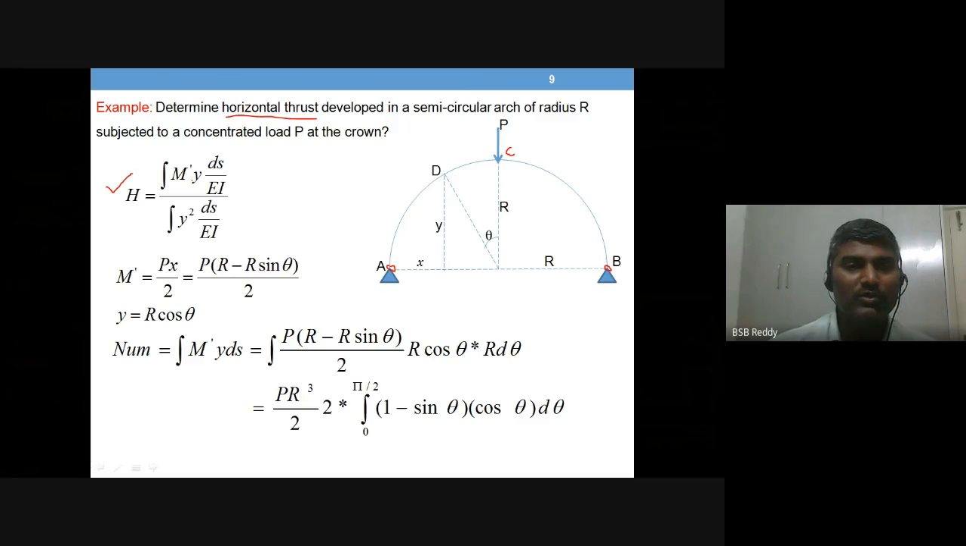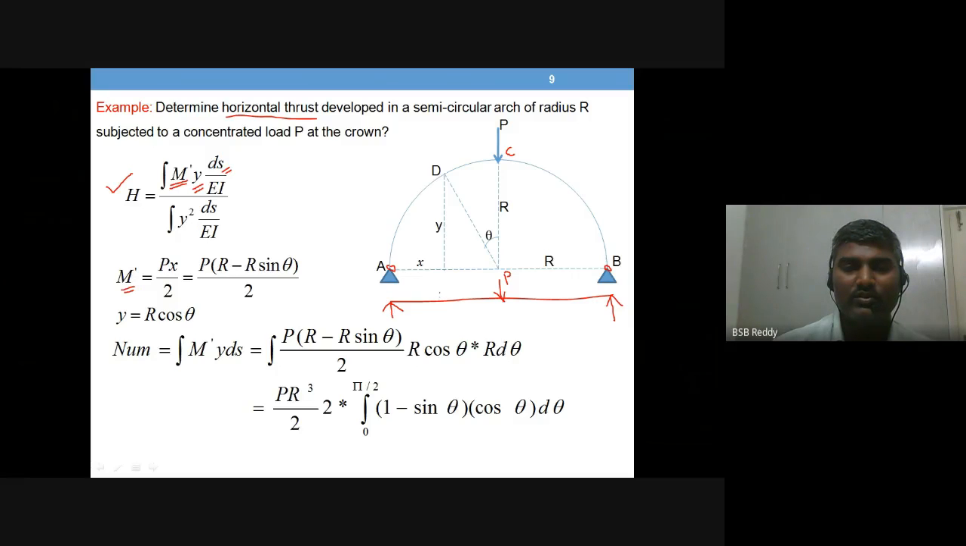Now to substitute into this equation, you need the M dash value, the y value, and the ds value. So these three must be replaced in this equation. Same as the denominator, you need the y value and the ds value. Now if you want to write the M dash equation, you need to consider a beam of the same span and the same load.